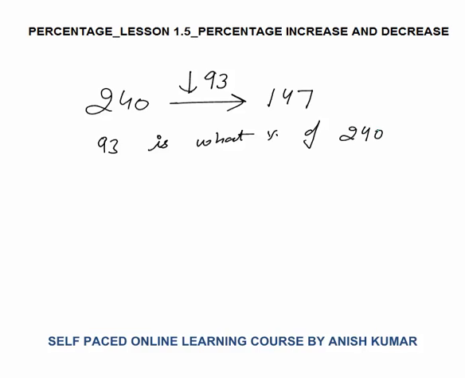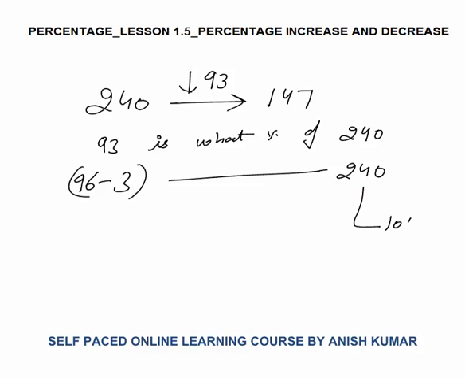Now I should know the basic tables of 24. 24 ones are 24, 24 fours are 96, and 93 is nearer to that. So I simply break that: 96 minus 3 is what percentage of 240. Now 240 10% is 24. 4 times, so 40% would be 96. So can I say that 96 is 40% of 240. Now 3 is what percent?